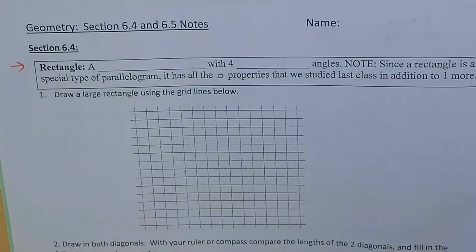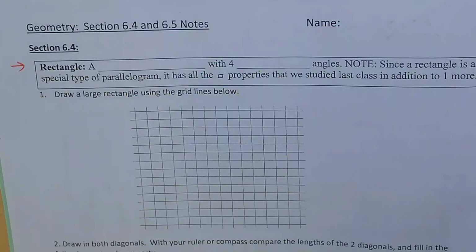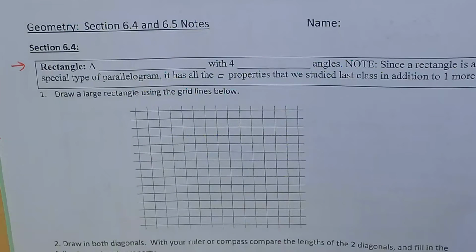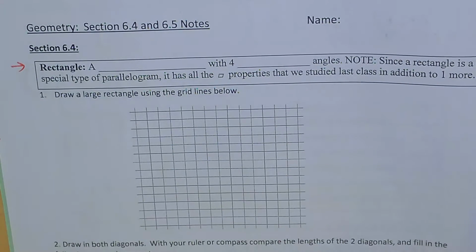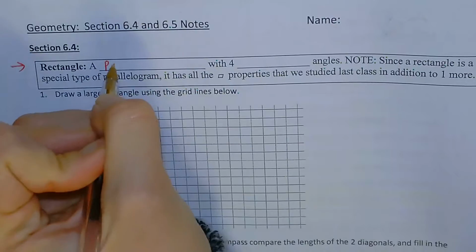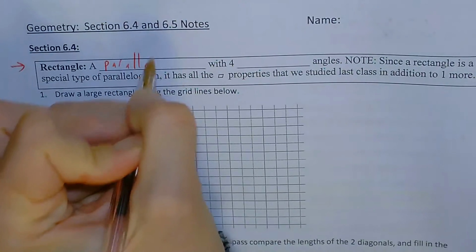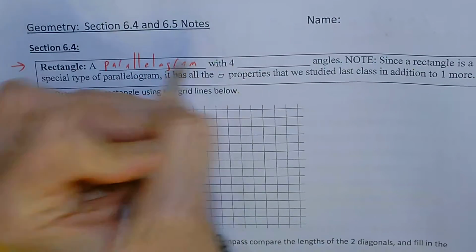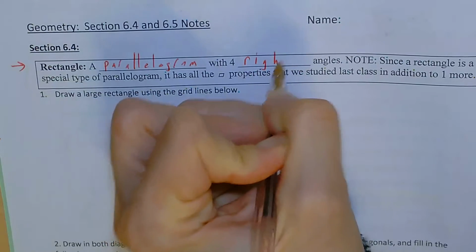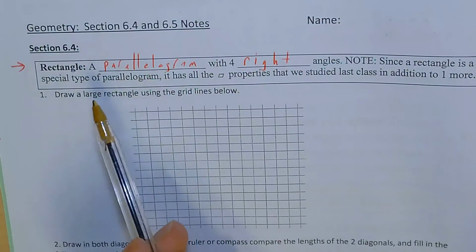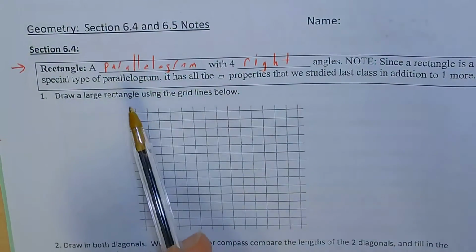Section 6.4, we're going to take what we learned about a parallelogram and go further, because we're going to talk about rectangles, and rectangles are specific types of parallelograms. They're more specific, all right? So this is a parallelogram with 4 right angles is called a rectangle. That should seem familiar to you because you've used them since you were little.